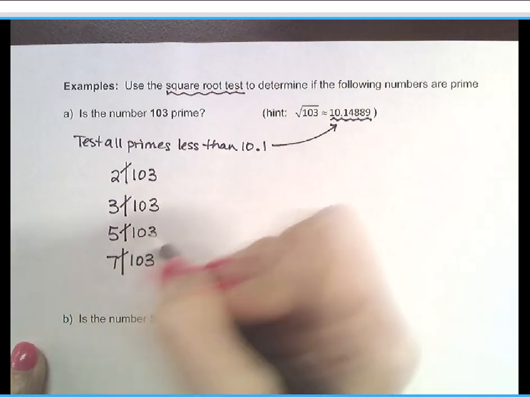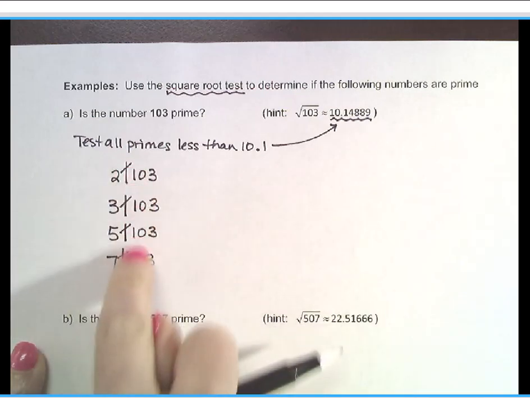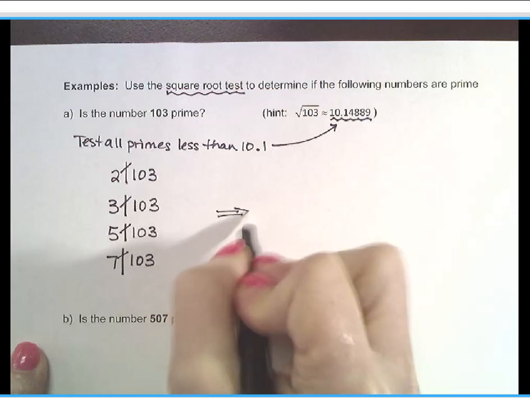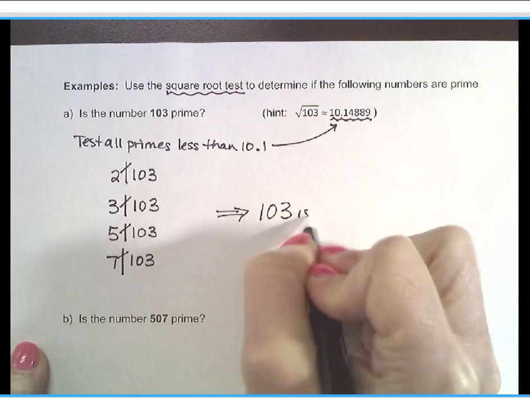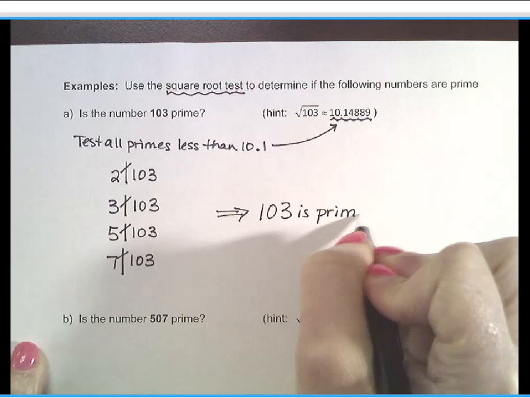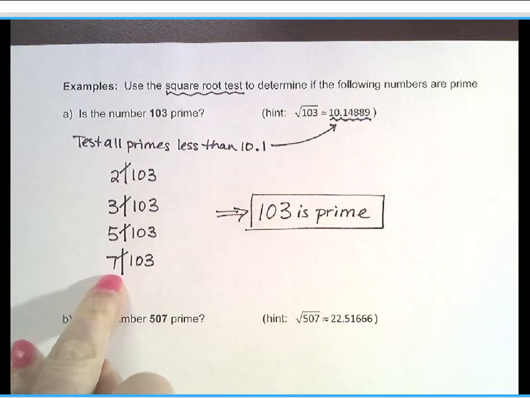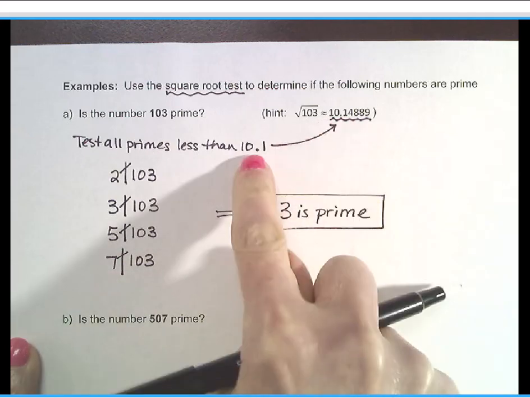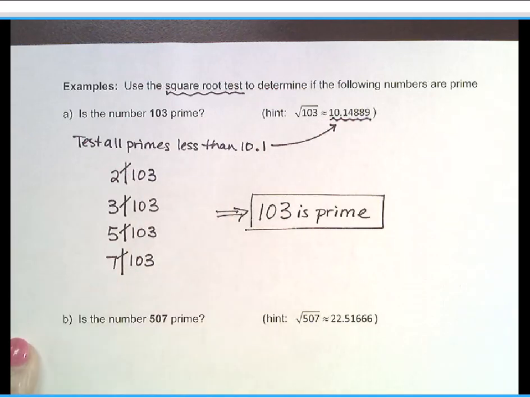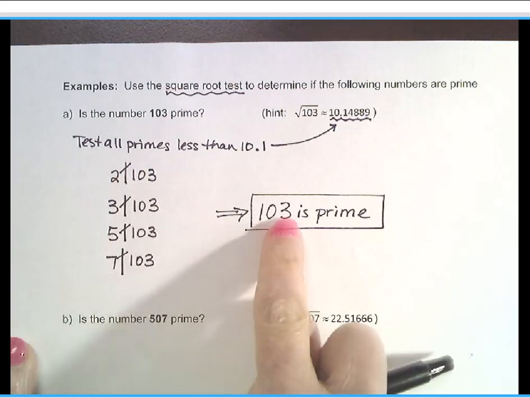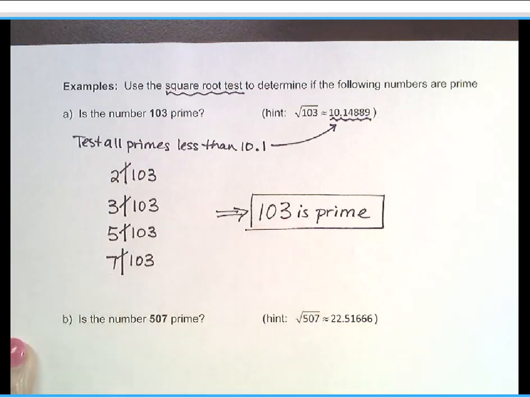Since all of these were a no, that means 103 is prime. And we only had to test 4 numbers. We didn't have to test all of the numbers less than 10, just the prime numbers less than 10.1. And since all of these were a no, we know that 103 is prime.